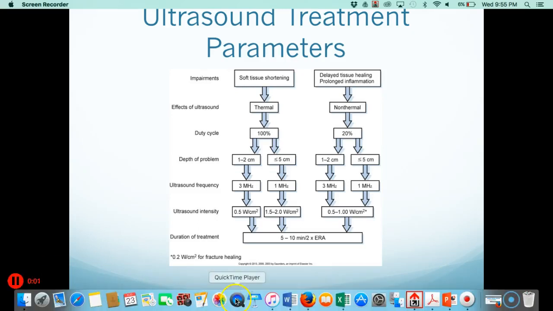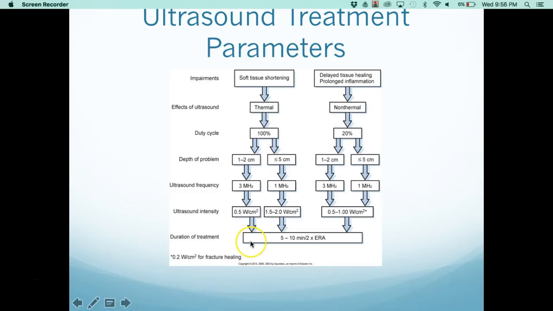Okay, so this is a great chart that you have in Cameron. It's helping you put the thermal versus the non-thermal reasons why you would do one over the other as far as the impairments. Remember when we talk about the international classification system, in the old method they would talk about the impairment, and now we talk more about dysfunctional limitations.